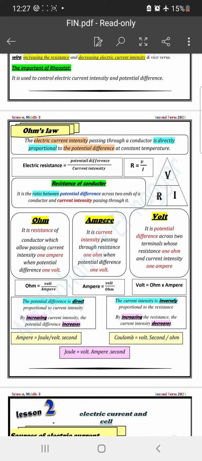The potential difference is directly proportional to current intensity, so by increasing the current intensity, the potential difference increases. And the current intensity is inversely proportional to the resistance. By increasing the resistance, the current intensity decreases. So ampere equals joule over volt times second, and coulomb equals volt times second over ohm, and joule equals volt times ampere times second.